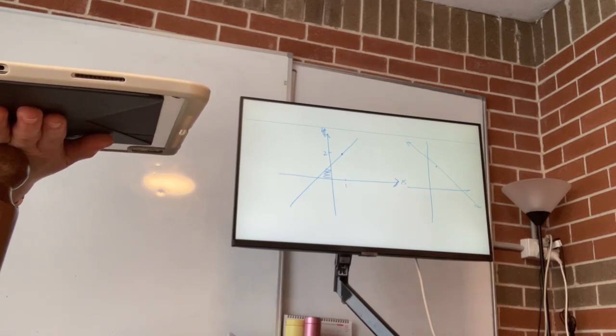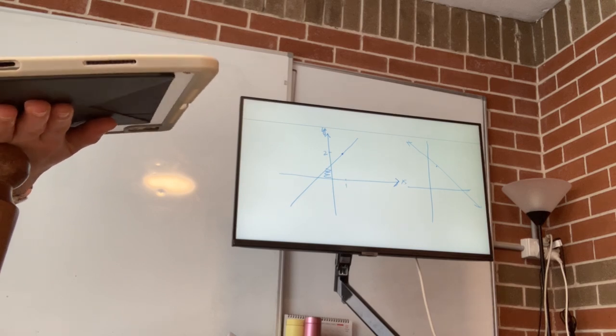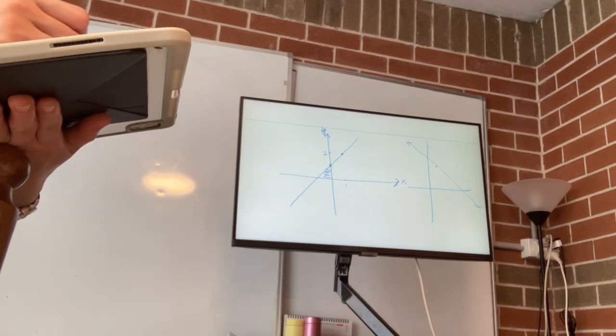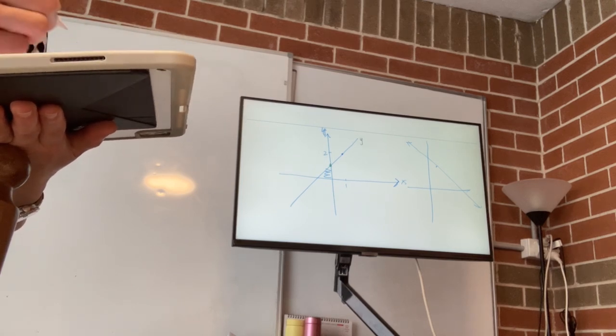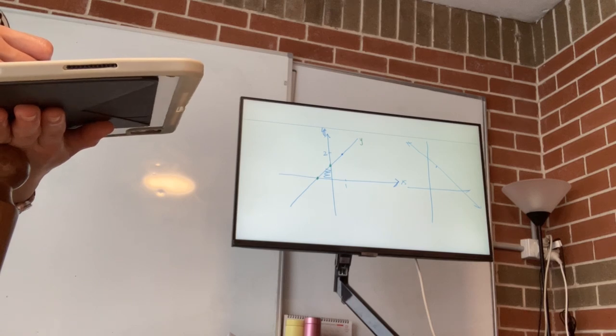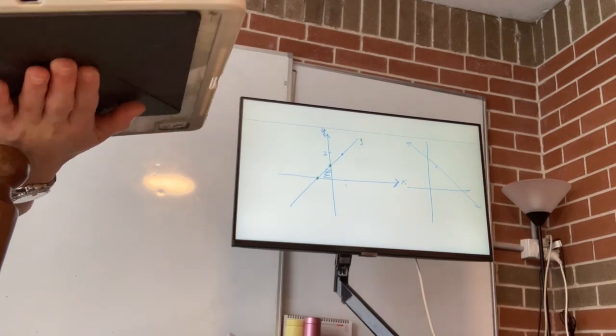What do I need to find out? The height and the base. How do I find the height? How do I find the base? Find the gradient? Not really, I already have the equations. Find the x-intercept. Yes, you can find the x-intercept. You can find the y-intercept. How do you do that? You just insert it.